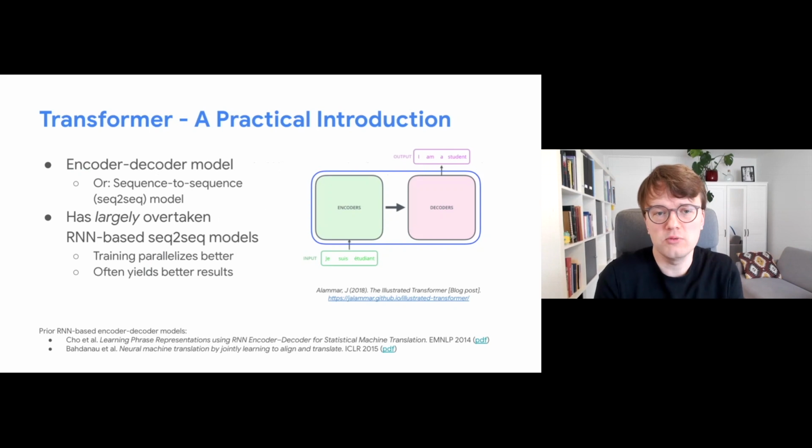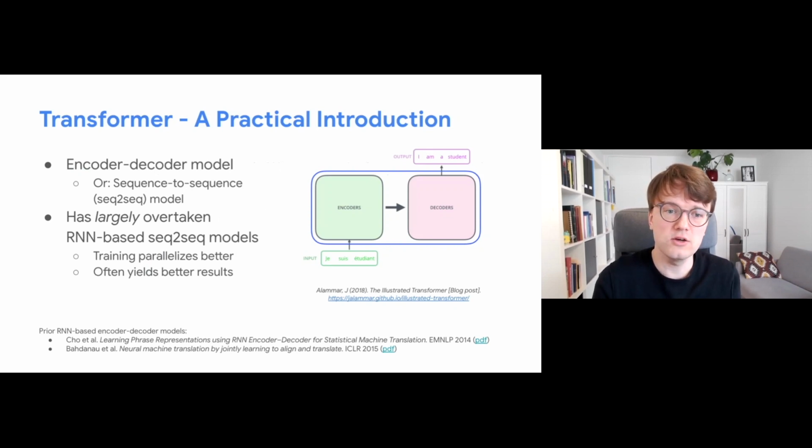And some of you are probably familiar with the RNN, or recurrent neural network based models. So there are also RNN based seq-to-seq or encoder-decoder models. But I would say that today these transformer-based models have largely overtaken the RNN-based models. Not completely, there's still use cases for the RNN-based models like LSTMs and GRUs, but there are some practical advantages of transformers.